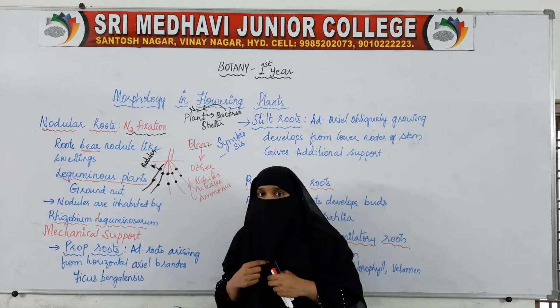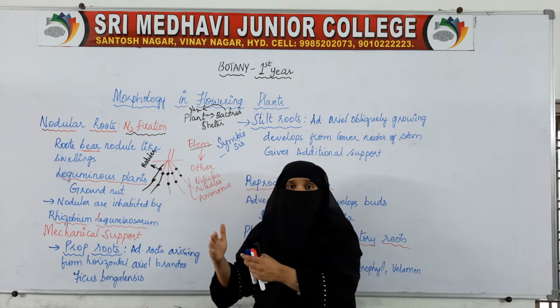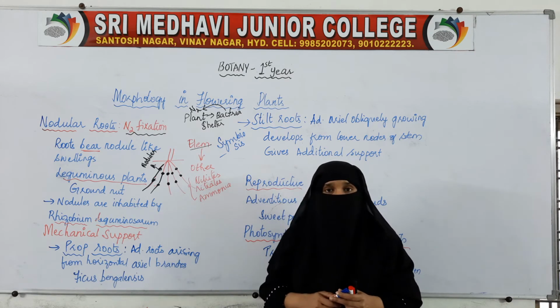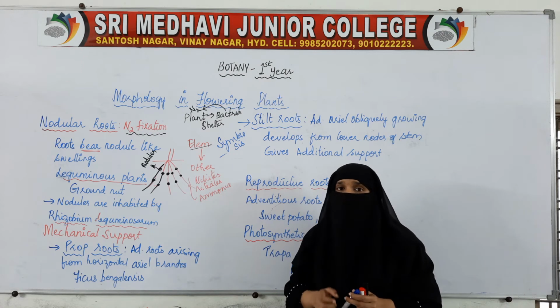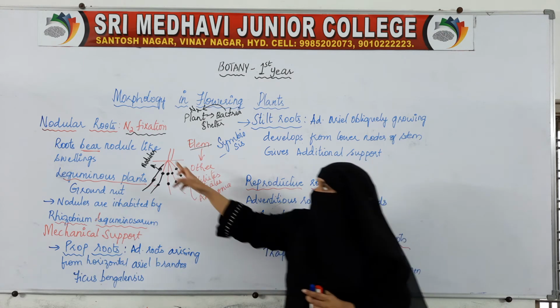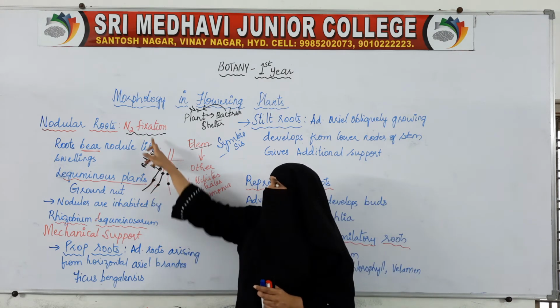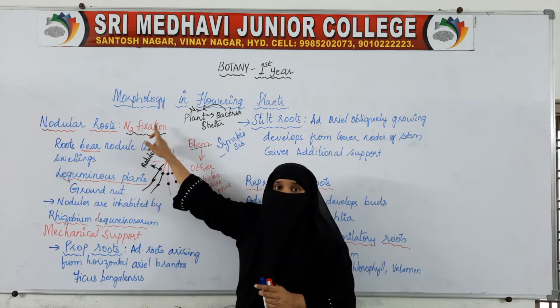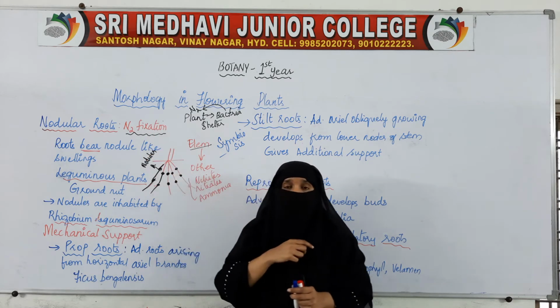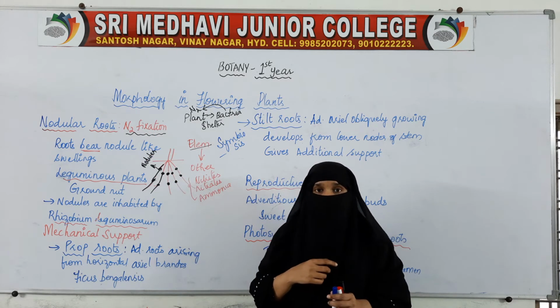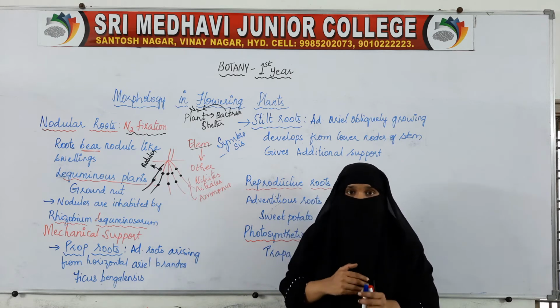When bacteria live inside it, the bacteria will be converting the atmospheric nitrogen into another form of nitrogen so that the plant can utilize it. So this is how these roots are helping in nitrogen fixation. This is very important for the plants. If the plants do not get nitrogen, they will not be producing any food, they will not be able to survive.